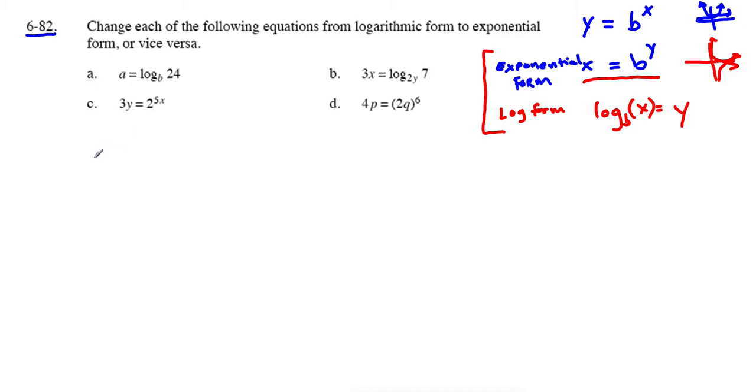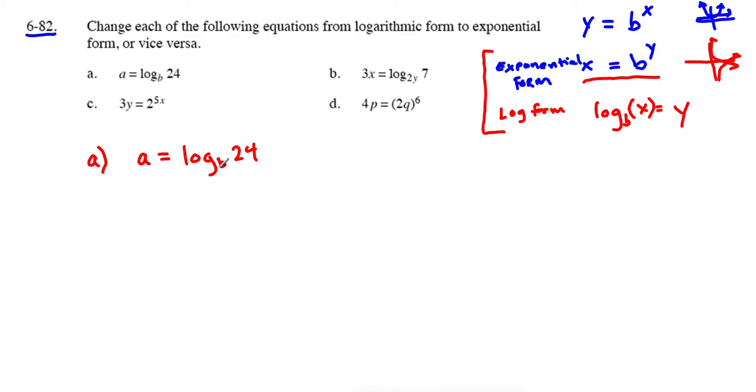Let's look at letter A. Letter A tells us A equals log base B of 24. So the first thing I'm going to do here is identify that this is in log form because I see the word log in it. It's pretty easy if you think about it that way. So it wants us to go from log form to exponential form.